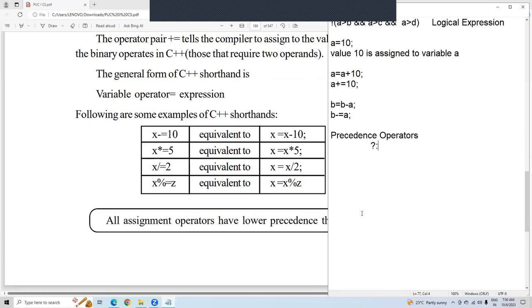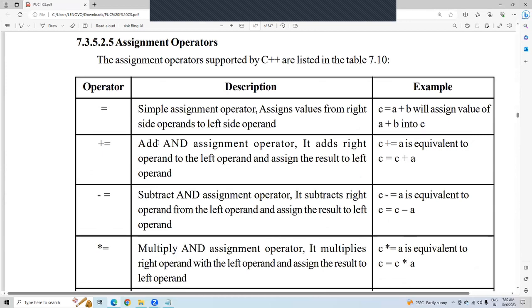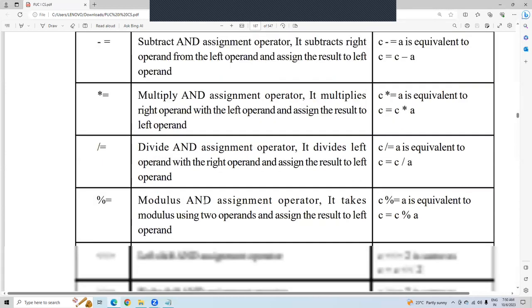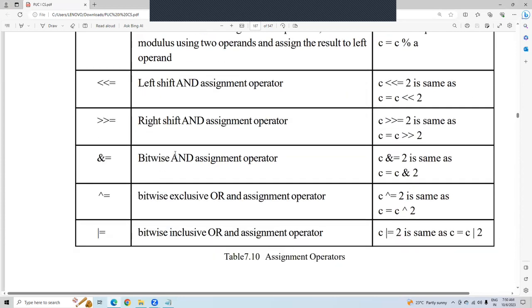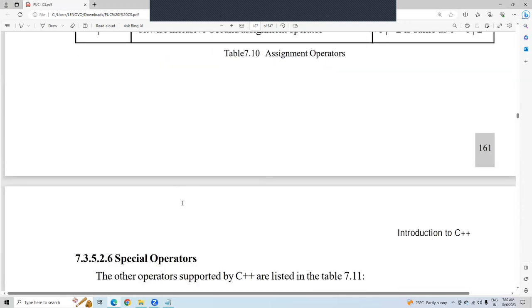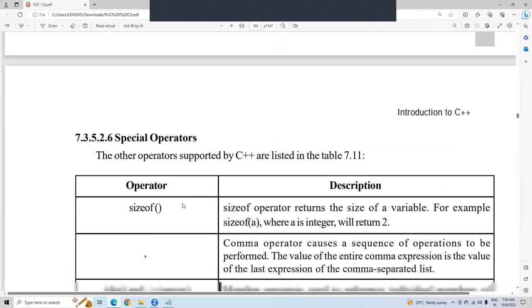This is question mark colon. It's called the conditional operator. These are all assignment operators only. Along with this, see left shift and right shift assignment operators. Bitwise and assignment operator is there. For all these things, you can apply that shorthand assignment operator. No, only assignment operators, these are not shorthand.